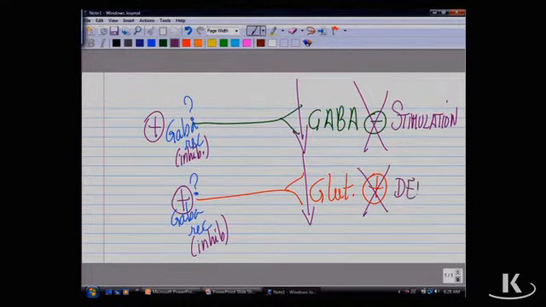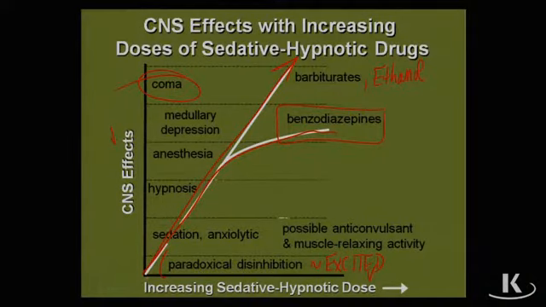So a concept to have beforehand in the CNS is that being a CNS depressant may result in stimulation or depression depending on the neural pathway. By the same token, being a CNS stimulant will also potentially result in stimulation or depression. It depends also what you are stimulating. Well, let's go back to our PowerPoint presentation.